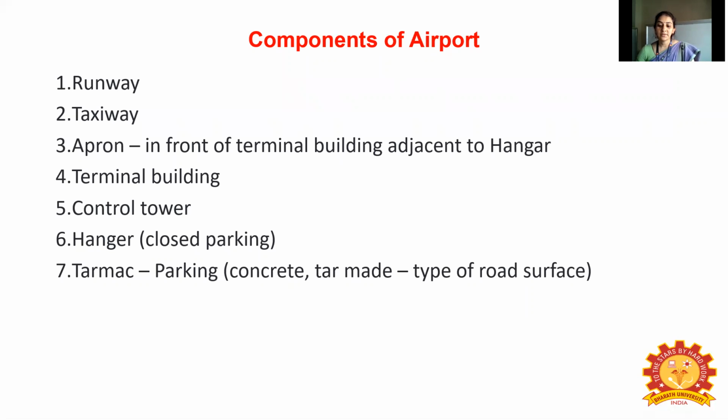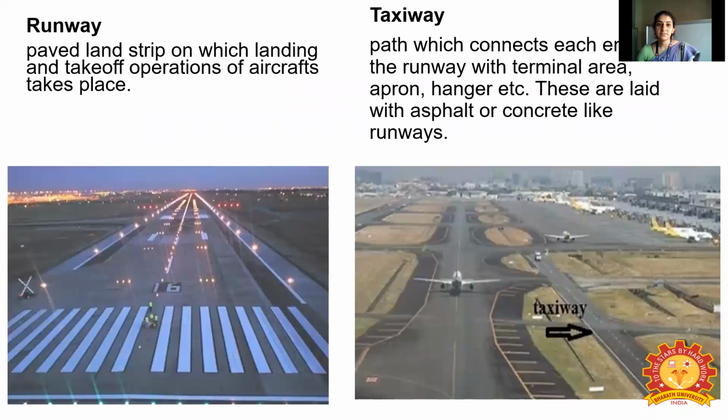When we're talking about runway and taxiway, there are certain differences between them. Runway is the land strip on which the landing and takeoff operations happen. People always confuse the terms runway and taxiway. What is a taxiway? Is that similar to a runway? No, it is not similar. Taxiway is a path which connects the runway with the terminal area.